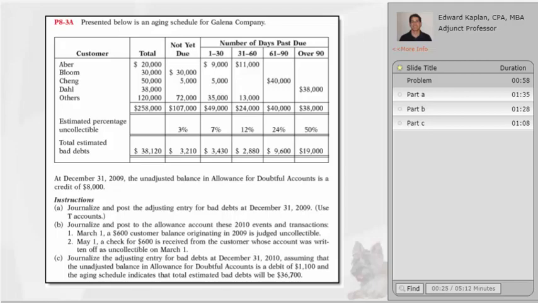There's an estimated percentage uncollectible applied to the various columns, and from that we're able to compute the total estimated bad debts. So hopefully you can see on the screen that the total estimated bad debts, given the assumptions about the estimated percentage uncollectible and given the accounts receivable aging in front of us, is $38,120. And on this problem we're asked to solve 3 separate events, which we'll cover on the next few slides.